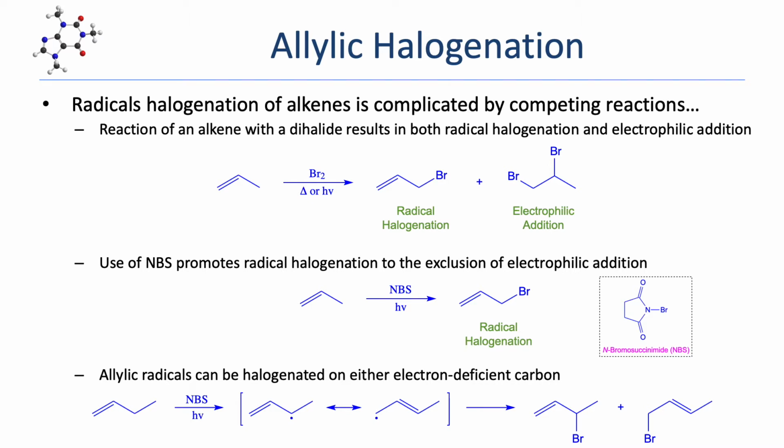Keep in mind that radical halogenations that proceed through an allylic radical often give a mixture of substitution products. Here we see a simple example using 1-butene. The allylic radical formed as an intermediate has two electrophilic carbons, and halogenation can occur at either site, in this case giving a mixture of 3-bromo-1-butene and 1-bromo-2-butene.